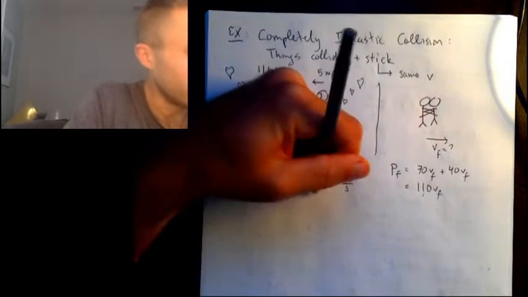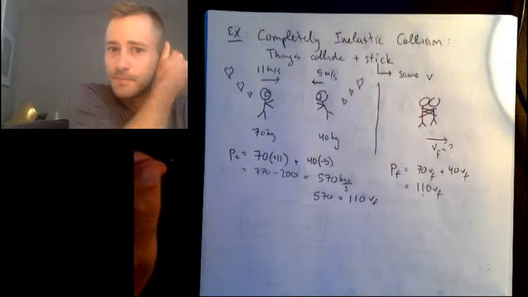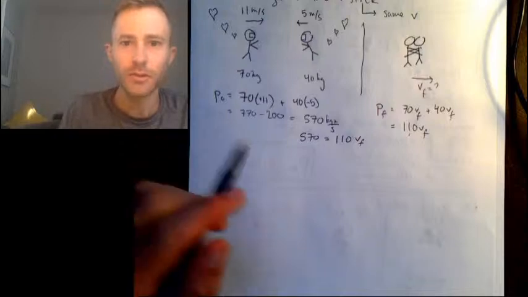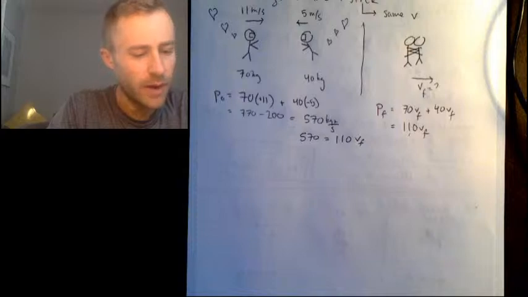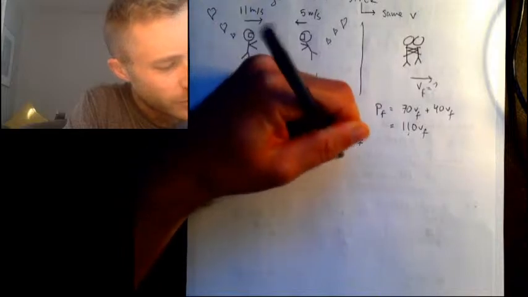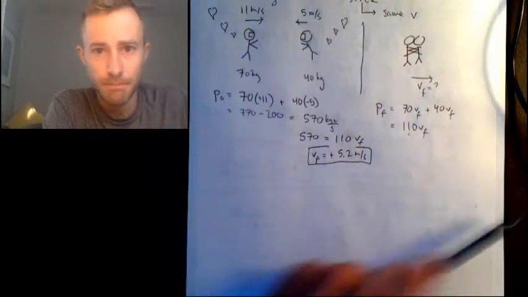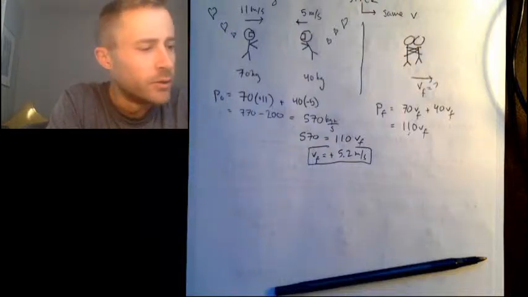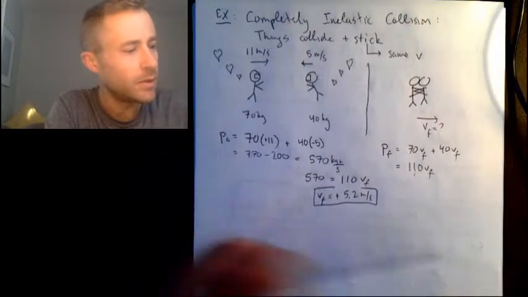Now, final momentum is equal to initial momentum, so 570 equals 110 v final. Okay? And so dividing by 110, we get that the final velocity is plus 5.2 meters per second. So after the collision, they end up drifting to the right, while holding on to each other. So that is called a completely inelastic collision. That's a type of collision that we will come back to quite often.